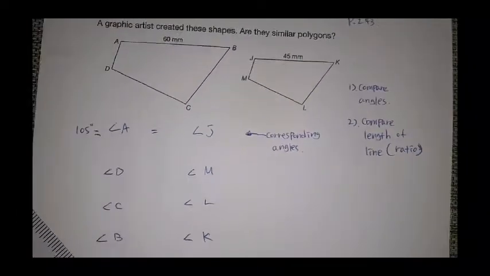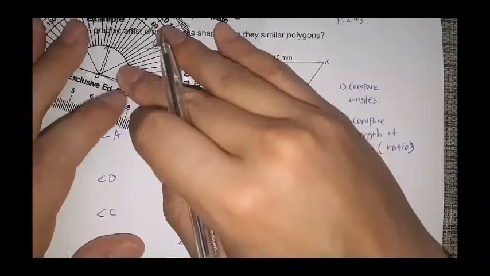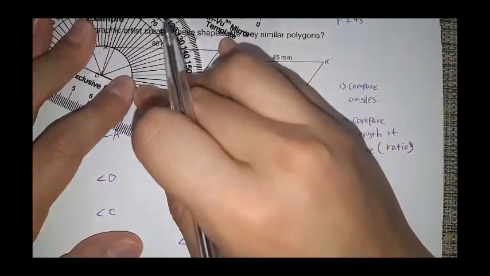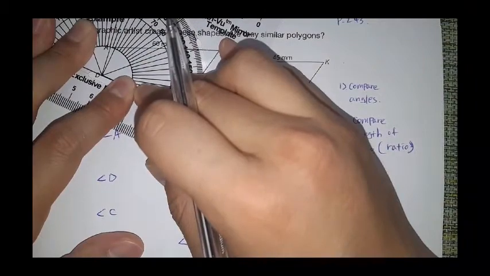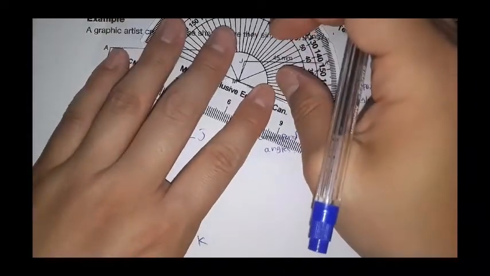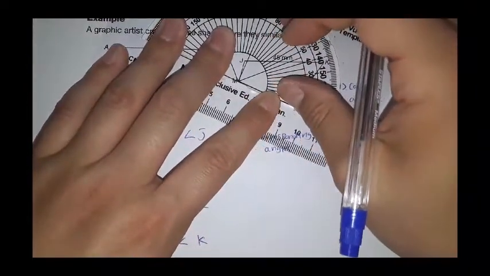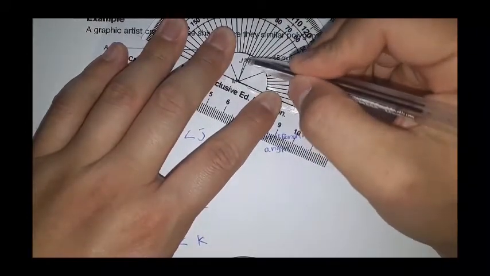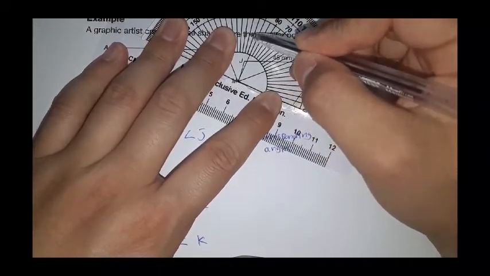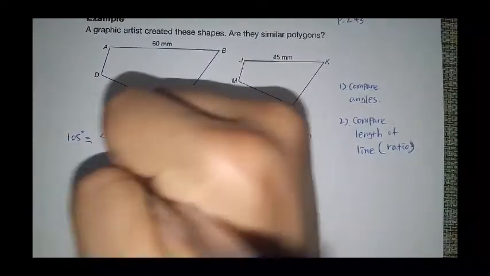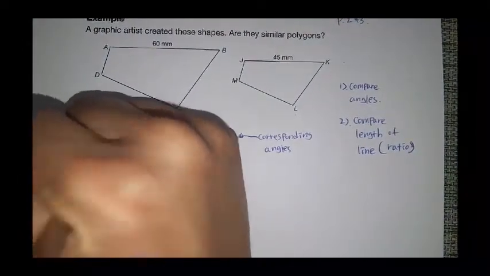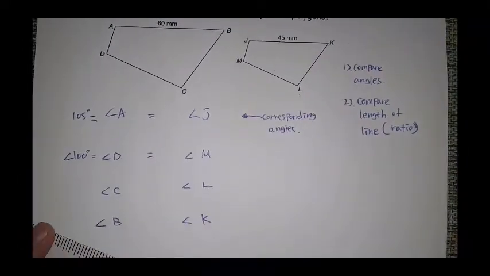D, look at the angle. It is located at exact 100. I hope you can see the whole measurement. It's located at, I need to extend the line. It's located at 100 also. Angle D and M, identical.